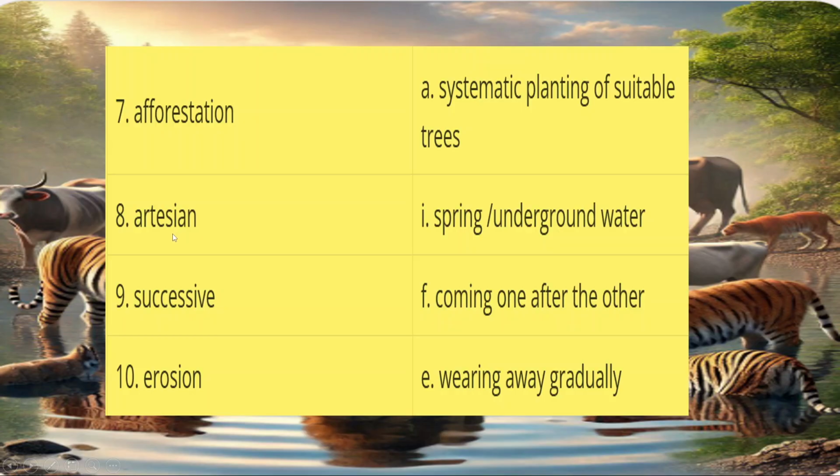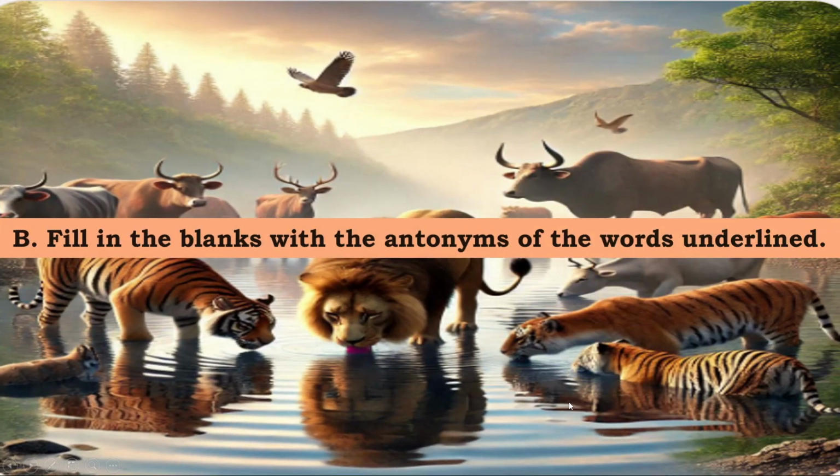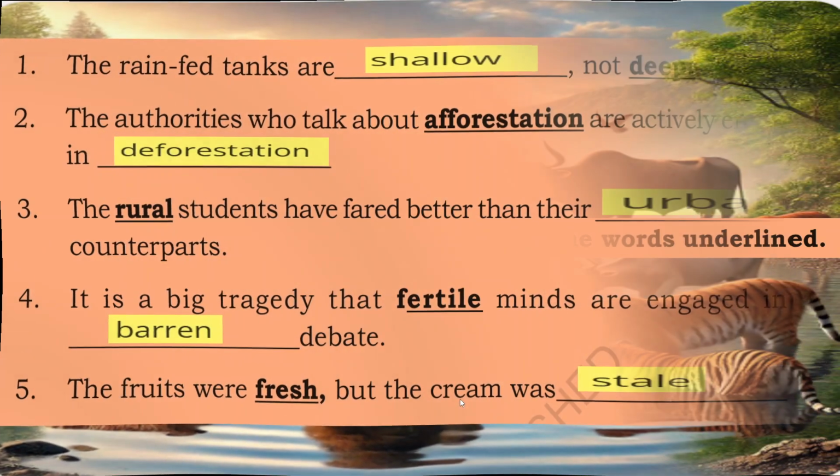8. Artesian. I. Spring or underground water. Ninth is successive. F. Coming one after the other. 10th, erosion. E. Wearing away gradually. D. Fill in the blanks with antonyms of the word underlined.